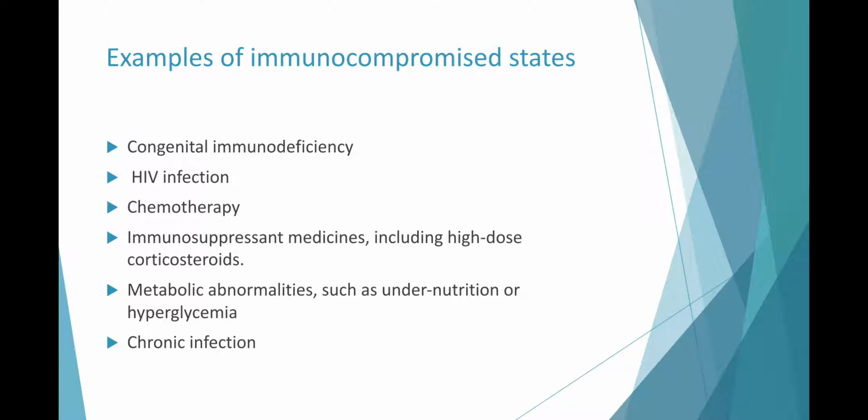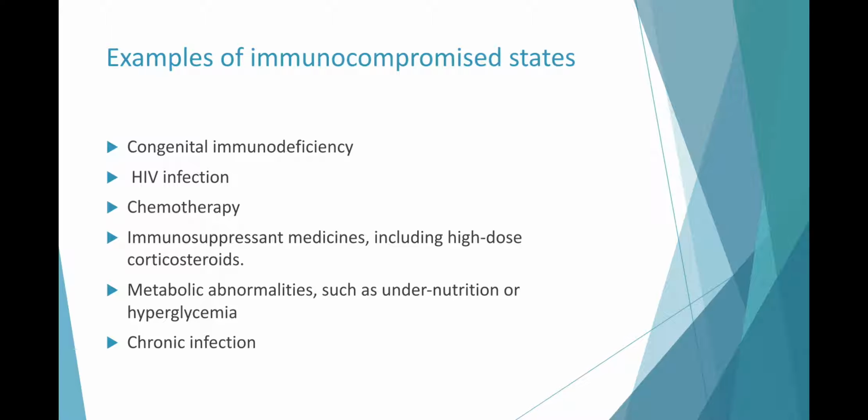Examples of immunocompromised states: congenital immune deficiency. Like many examples, I don't like to go into the details. Some examples are DiGeorge syndrome, Wiskott-Aldrich, combined immune deficiency. Many examples. You don't have to remember all of them.